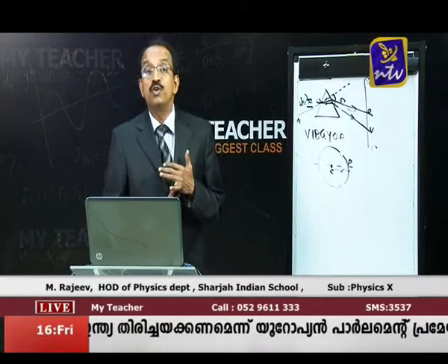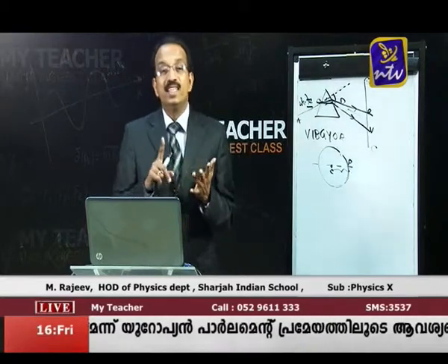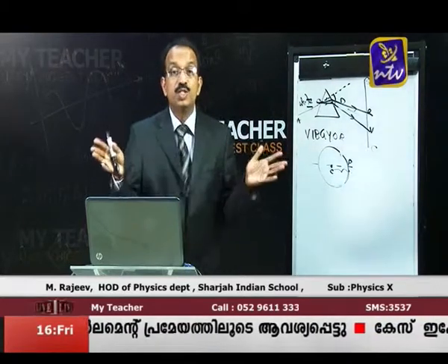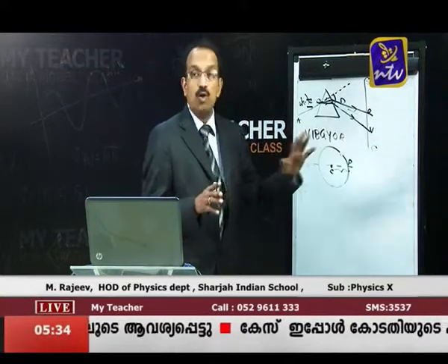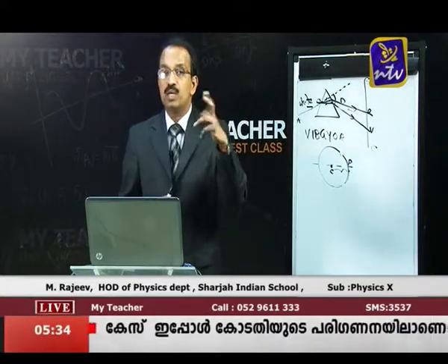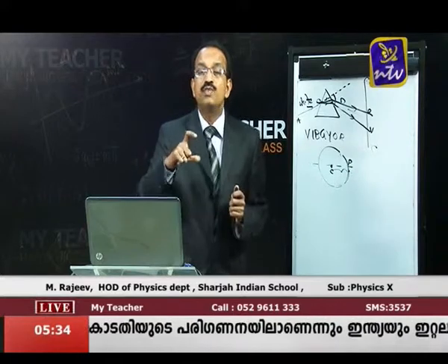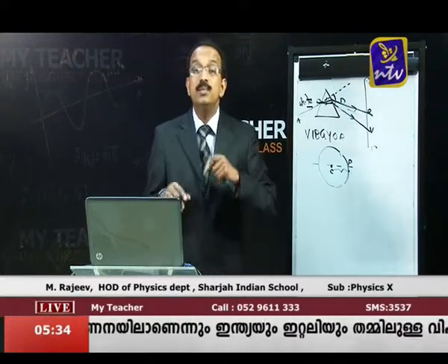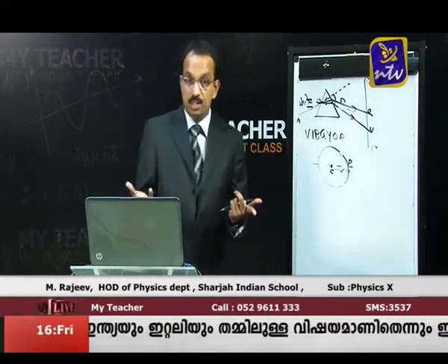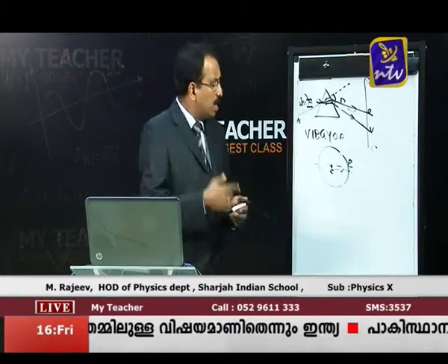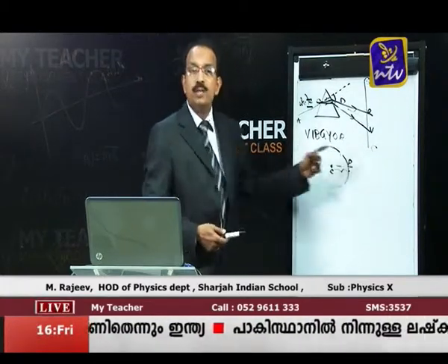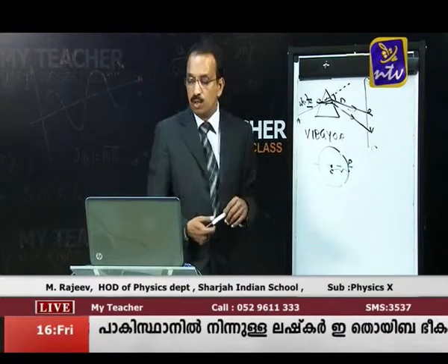So, what is the definition of radius of curvature? It is the distance between the center and the pole, otherwise it is the radius of the sphere. This is how we normally define it. It is the radius of the sphere of which the spherical mirror is a part. Then principal axis: the straight line joining the pole and the center of curvature is called the principal axis.